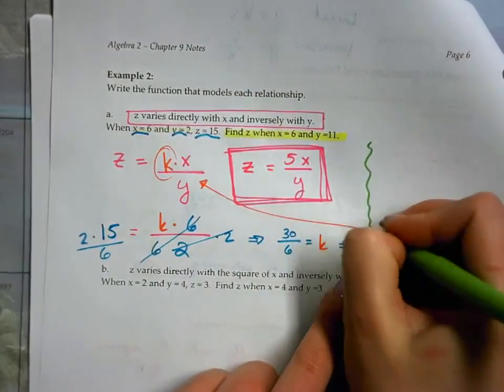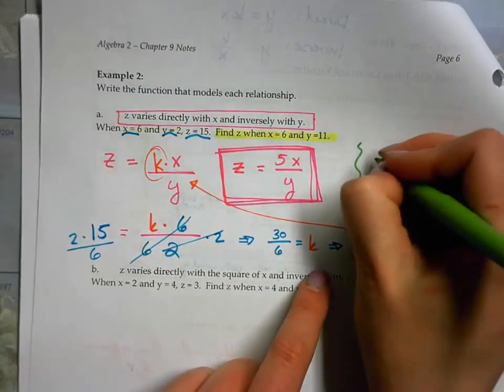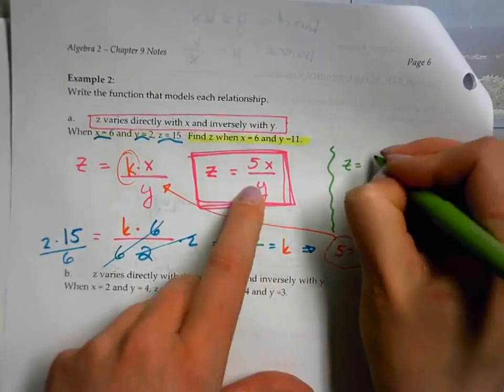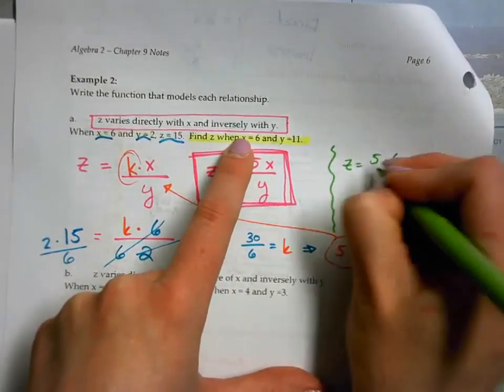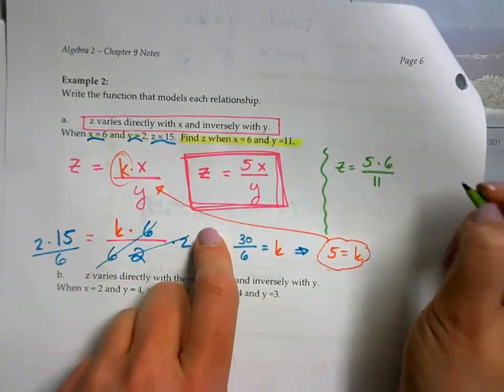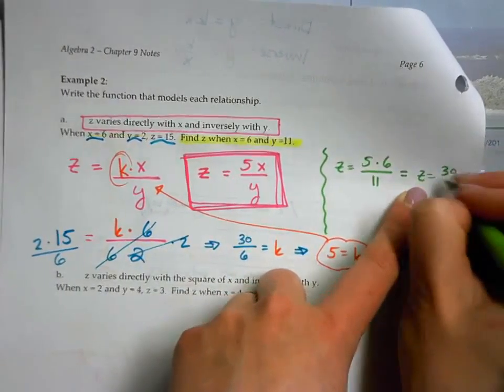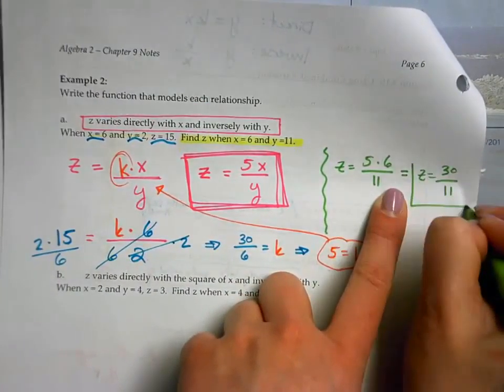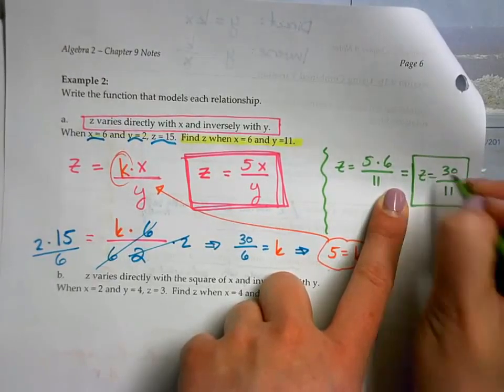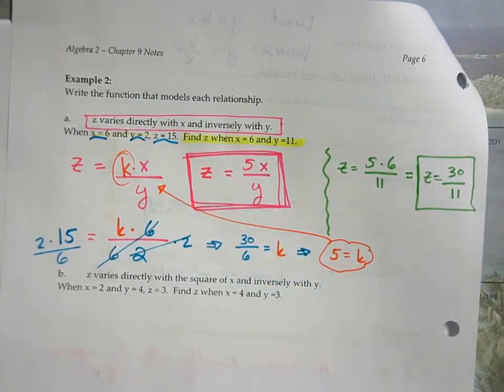So this is like a part 2, if you will. We'll say Z, 5 times 6 for X, 11 for Y. So we get Z equals 30 elevenths. And this one doesn't simplify, so we'll just leave it as 30 elevenths.